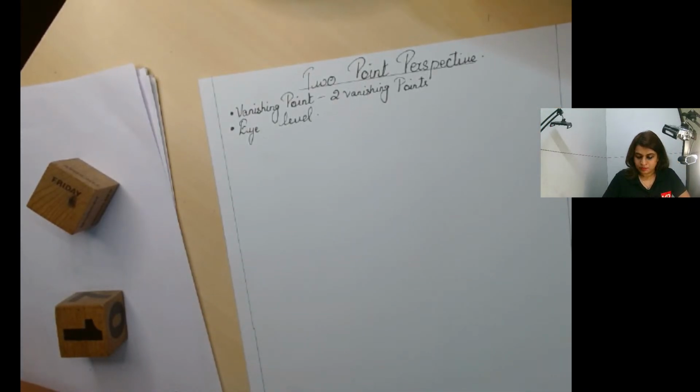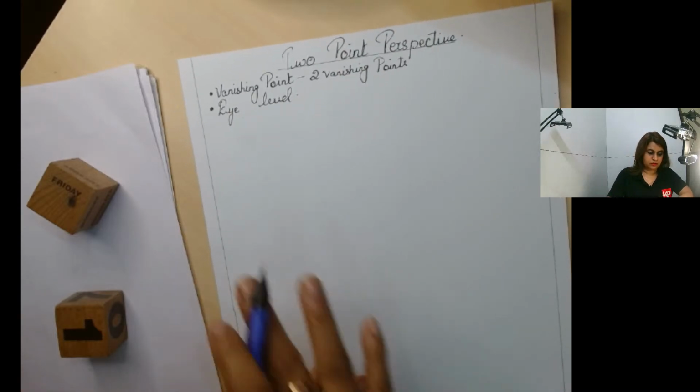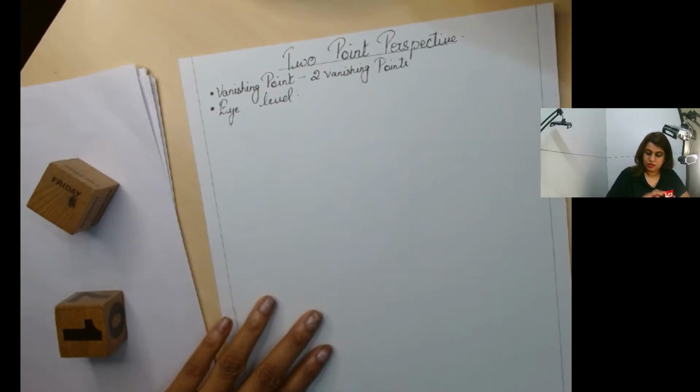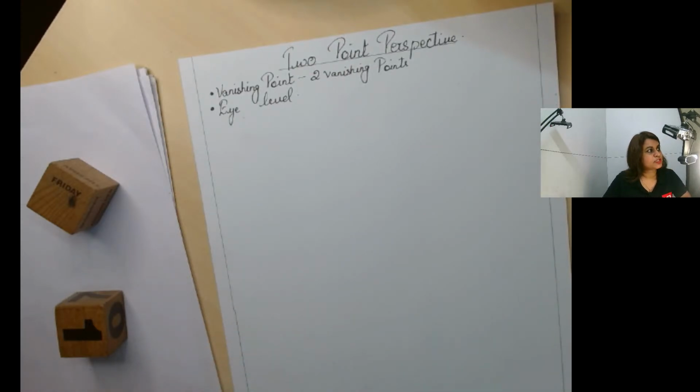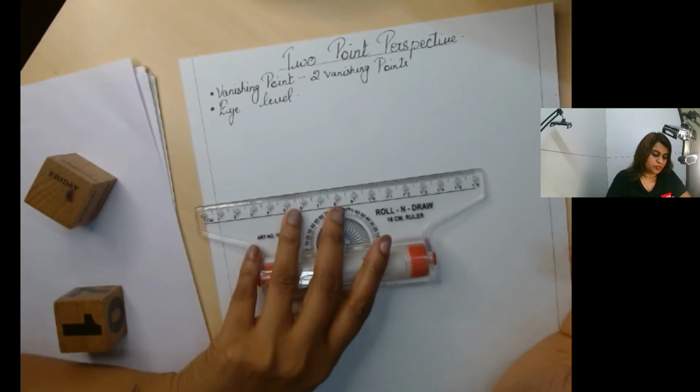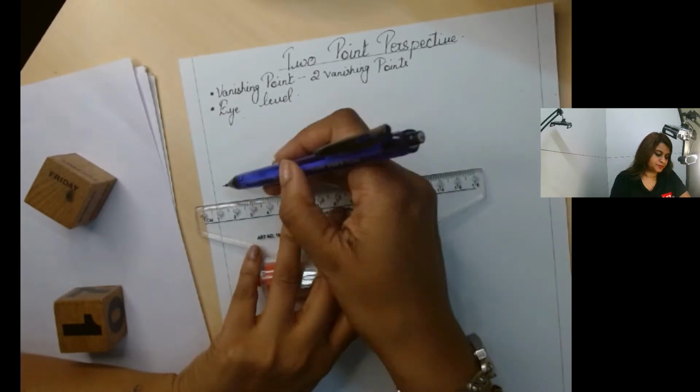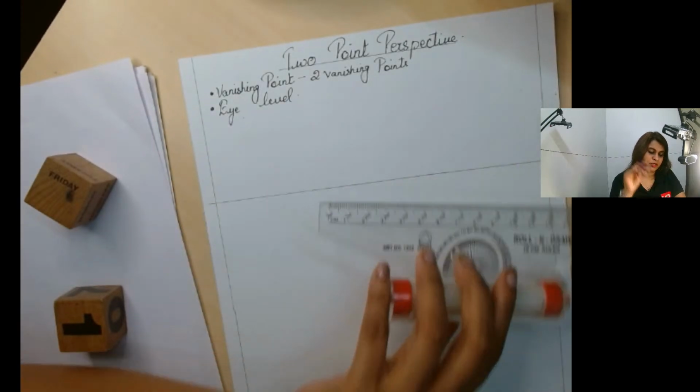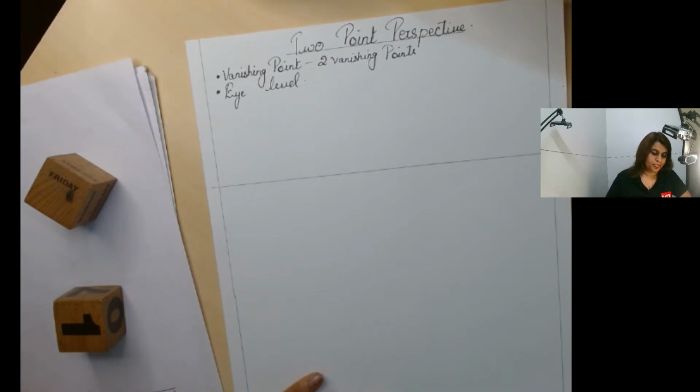Now, the first step is we always take the eye level. No matter what sort of perspective we are working on, you have to determine the eye level. It is like whatever you are seeing, there's an eye level, right? So yes, that is one of the most important parts. So here is my eye level.